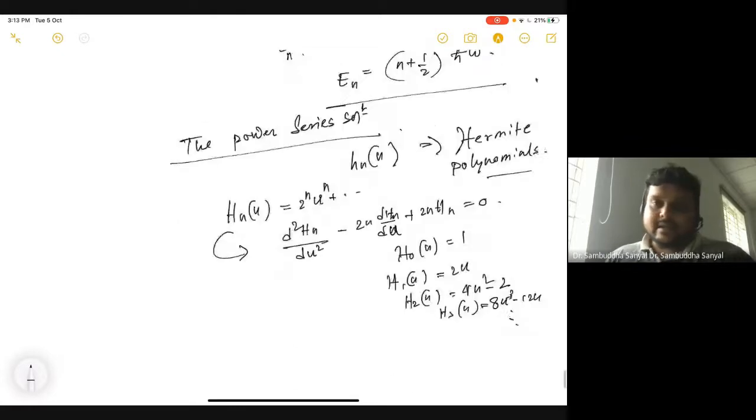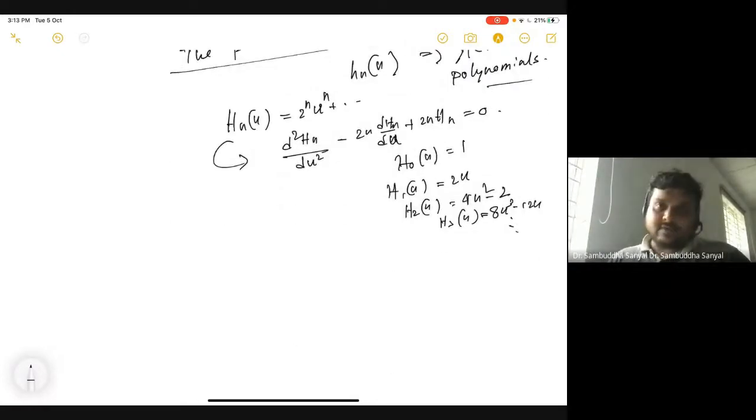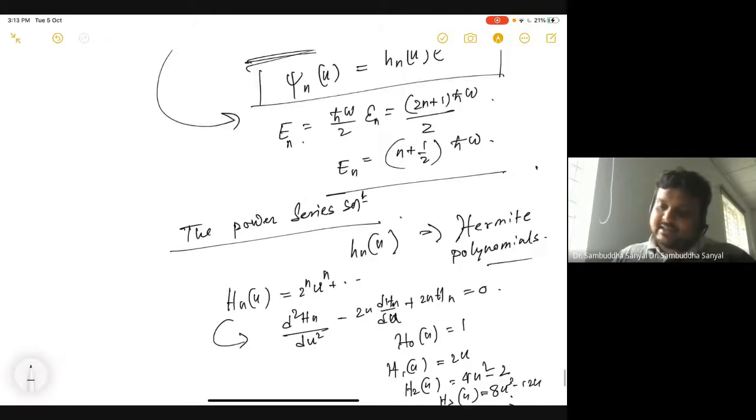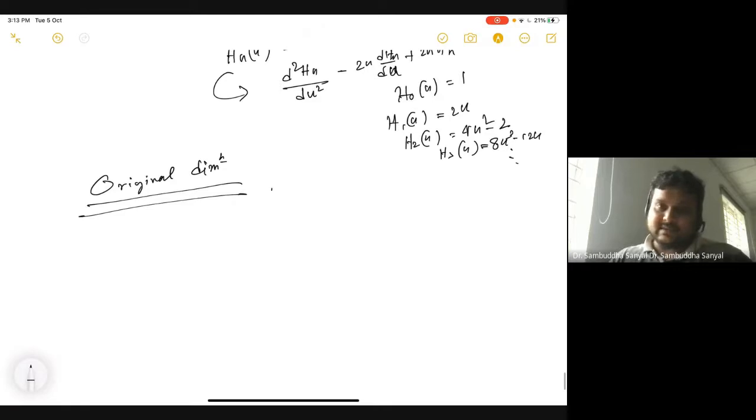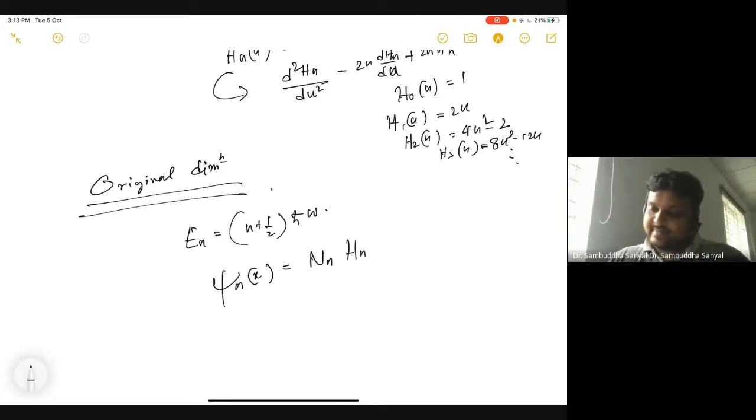Okay. Now we can go back to the original form, the original dimension. So everything now we go back to the original dimension of the problem, because we made the problem dimension free at some point. So the original dimension is (n plus half) ħω, and psi_n(x) is some normalization, I will write in a moment what is that. So the u is x times root of mω by ħ, e to the power minus mω x squared by 2ħ.